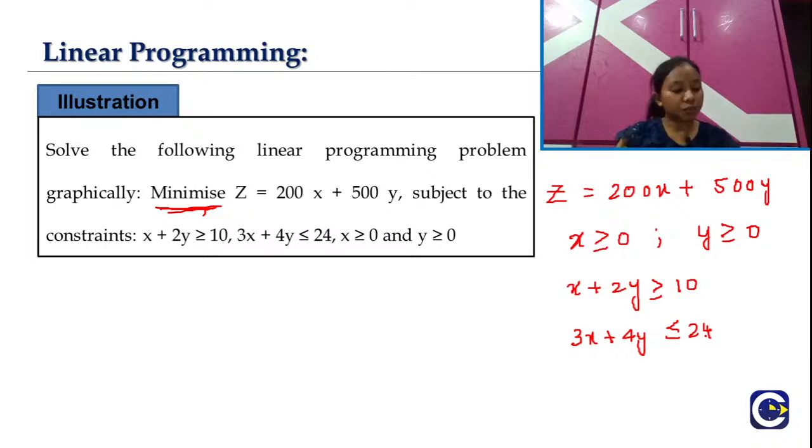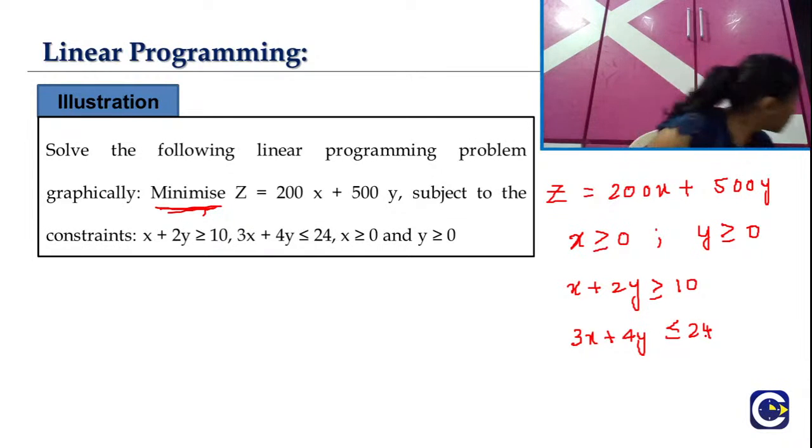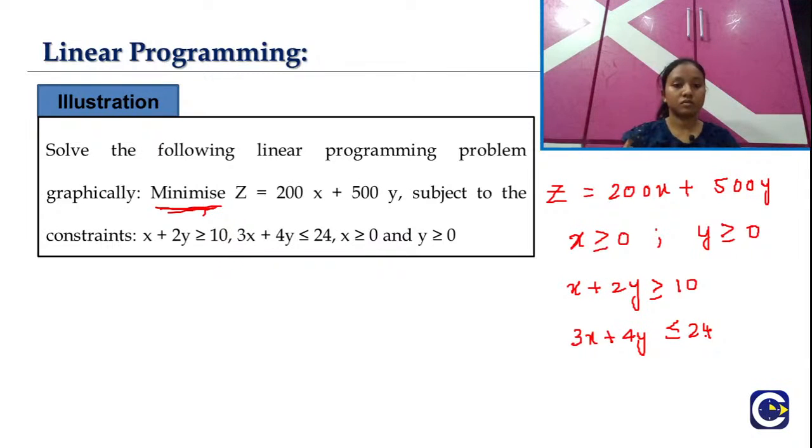So if anyone has done plotting the graph, you can let me know. And we'll see what the corner points are. Has anyone done the plotting of the graph here, guys? So let me take the axis first.